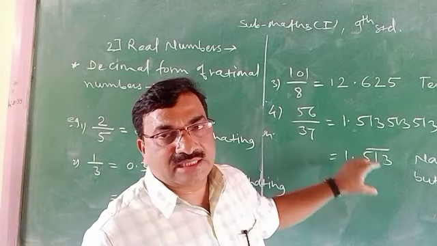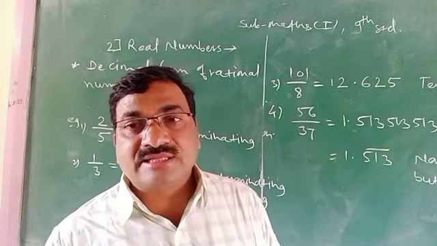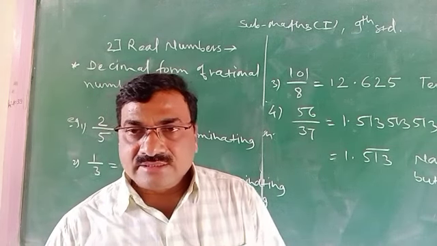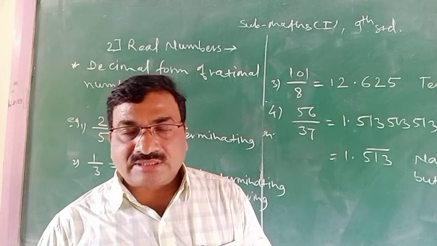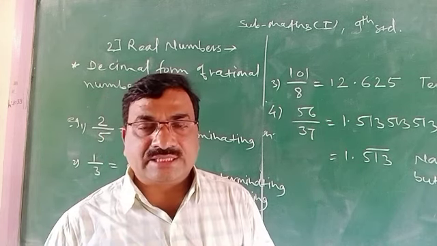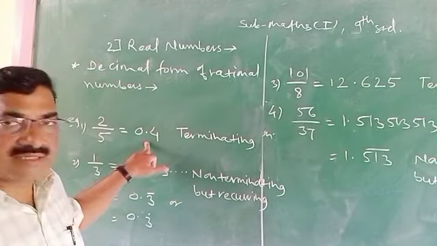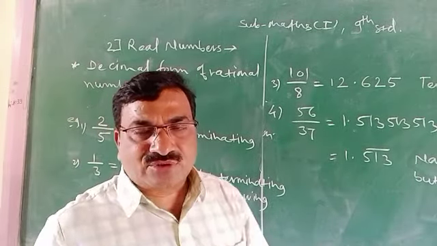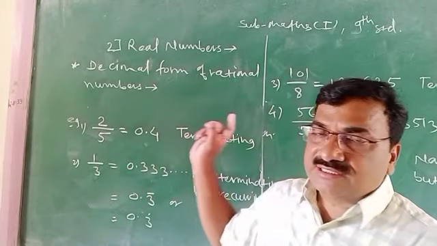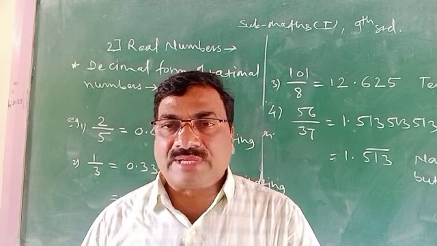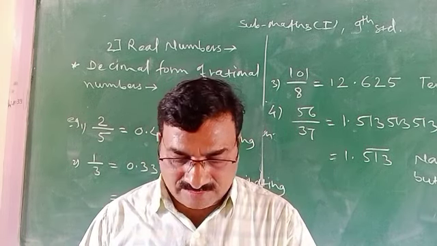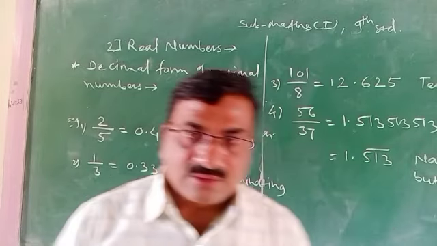Non-terminating but recurring. That is the decimal form of rational number. Decimal form of rational number is terminating or non-terminating but recurring. This terminating form, again we can transfer into non-terminating by taking 0. That is, decimal form of rational number is non-terminating but recurring. Got it?